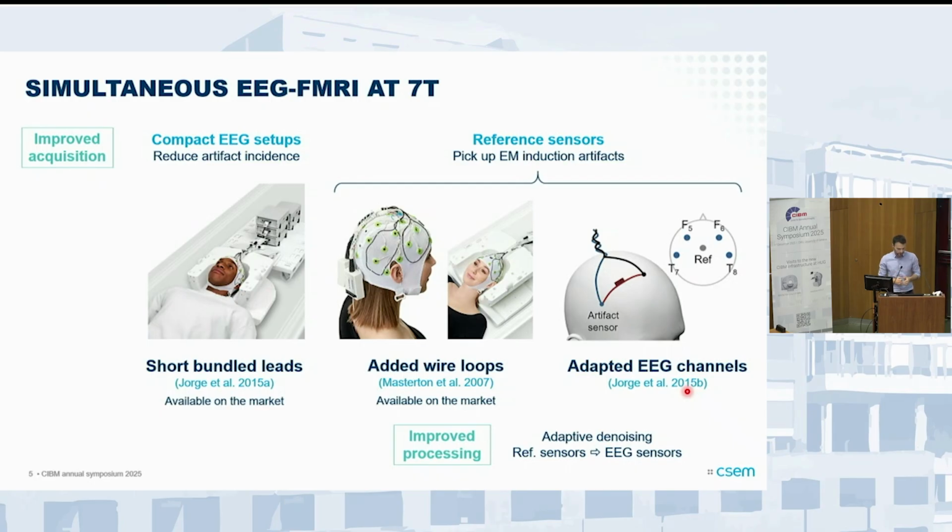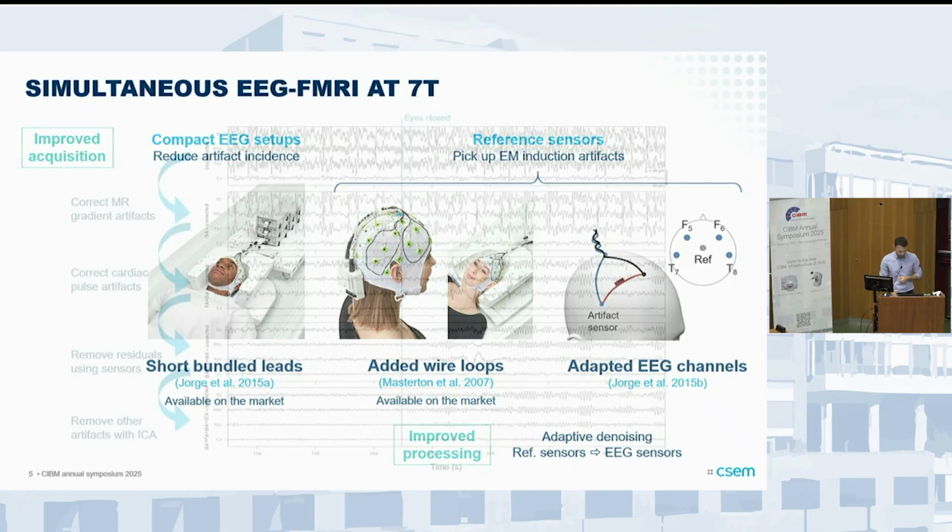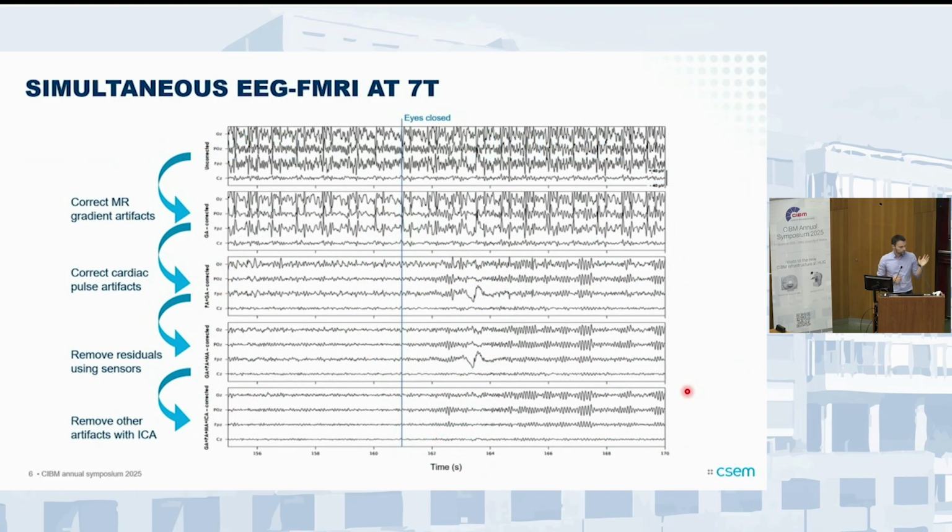And today, this is available in products on the market, so you can get this out of the box. You don't have to go do your own modifications before you can use that reliably. And so this would be an example of how EEG correction works today.